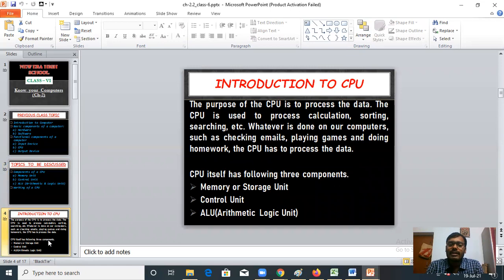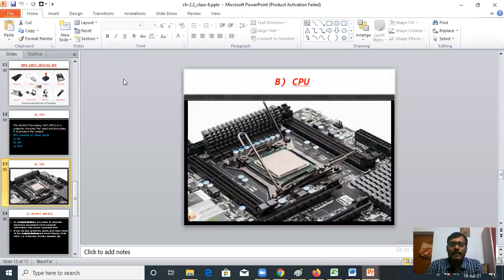So CPU itself has the following three components. First one is memory or storage unit. Second one is ALU and third one is control unit. Now you can say second one is control unit and third one is ALU. You can see the picture of CPU. This is the picture of a computer CPU.